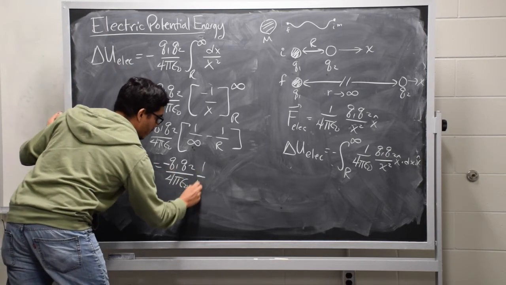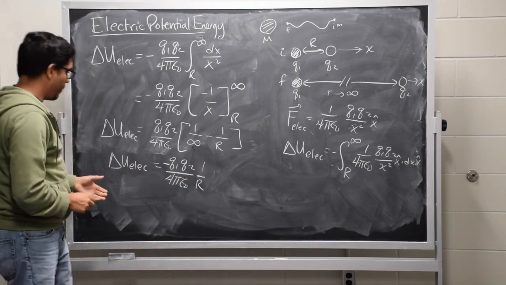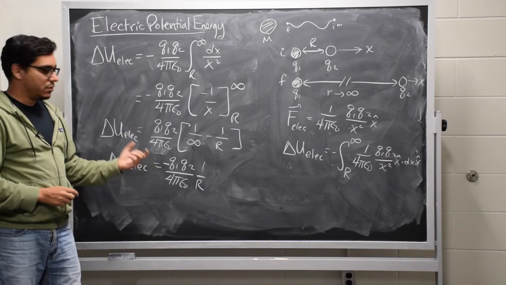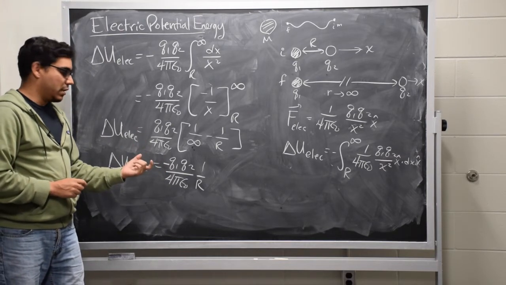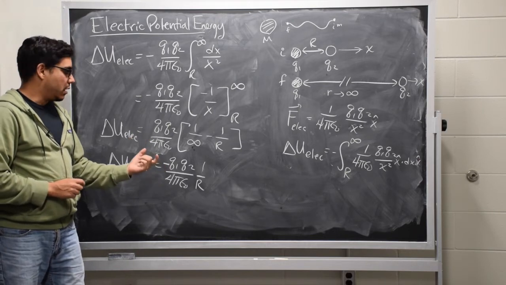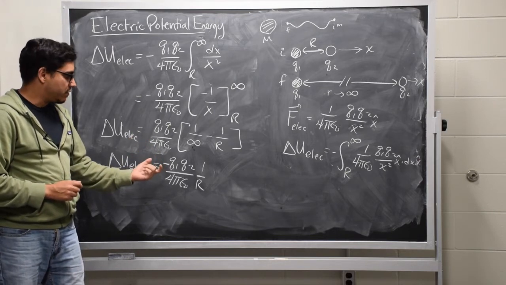times minus 1 over r. So depending on the sign of the charge, this change in potential energy is either positive or negative. If they're like charges, it is a negative change. If they are unlike charges, it is a positive change.